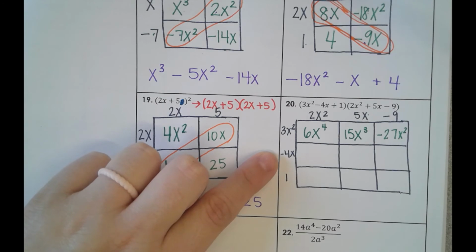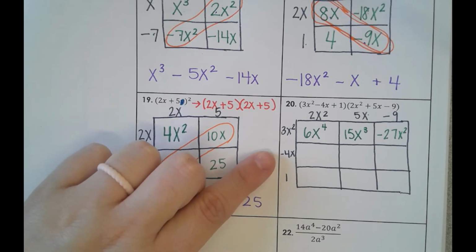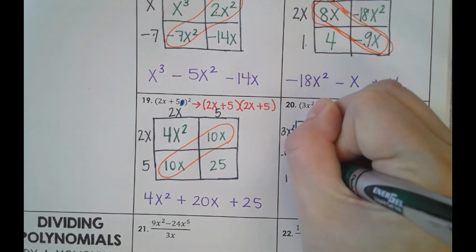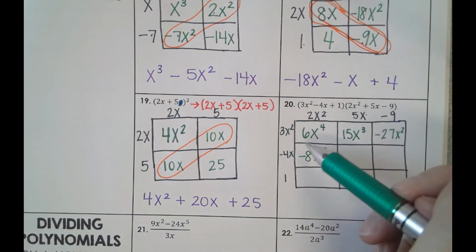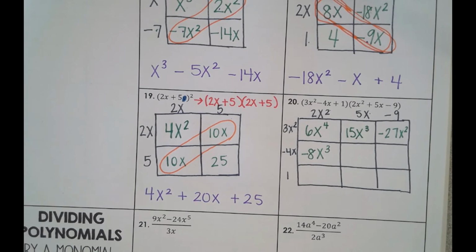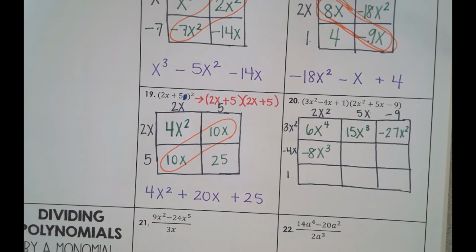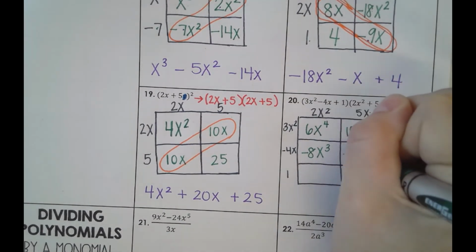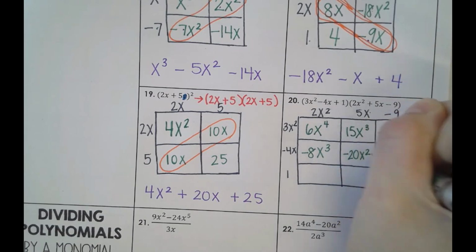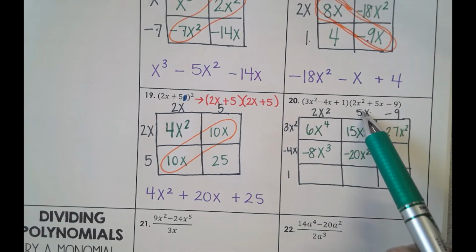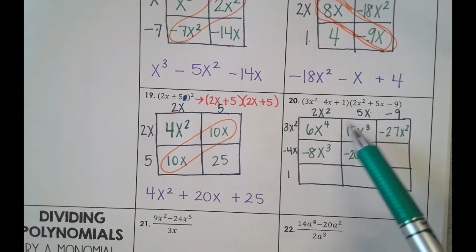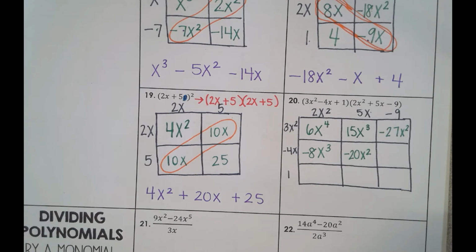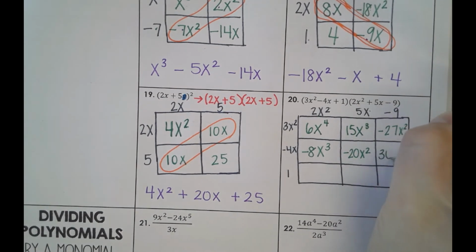Now we're going to multiply everything by negative 4x. So this becomes negative 8x cubed, because a 2 and a 1 exponent make 3. Negative 20x squared, negative 4 and 5, that's negative 20. And then x times x is x squared. And then we have 36x.